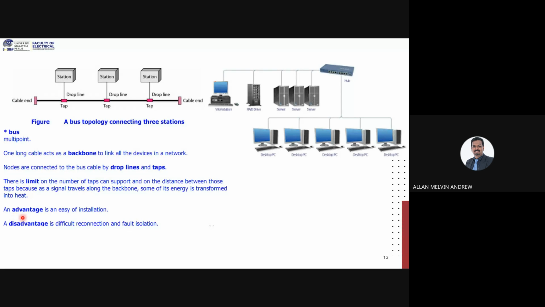Okay, an advantage is the easy installation. So it's easy to install, and the disadvantage is difficult reconnection and fault identification. So you need to test one by one to find out which part is faulty, because all are connected to this. So you need to have a mechanism to detect which one is faulty.